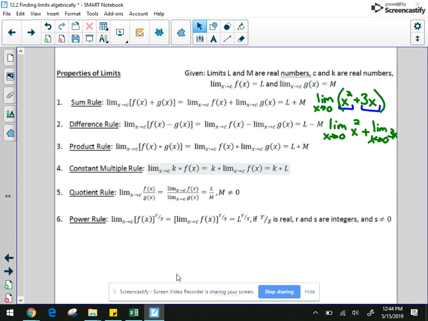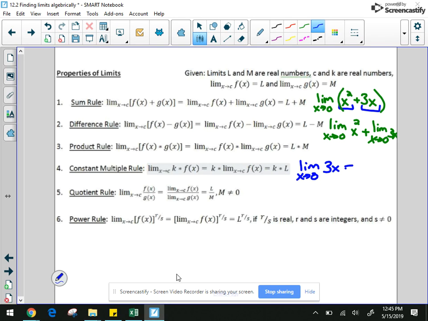Product rule, same thing, you can split that multiplication apart. Constant multiple rule, if you have a constant times a function, you can bring that constant out front and evaluate the limit. So kind of like what I had up on the board, the limit as x goes to 0 of 3x maybe. That 3 is a constant, so this is saying I could bring the 3 out front and just evaluate the limit of x.